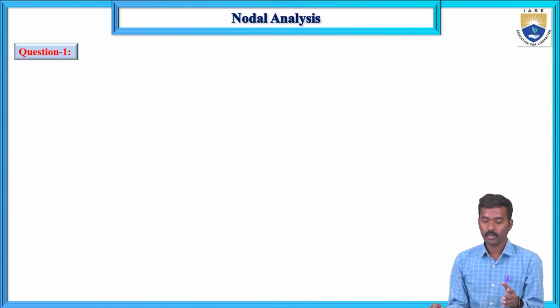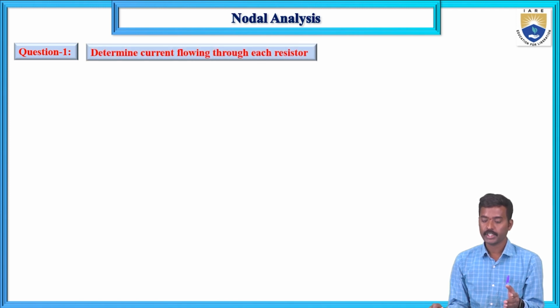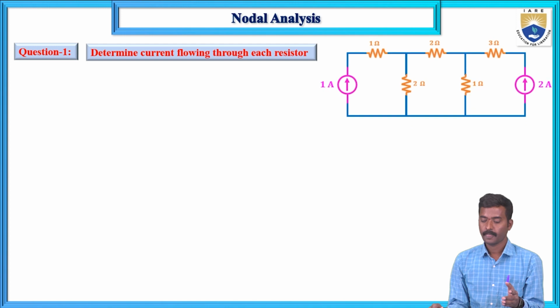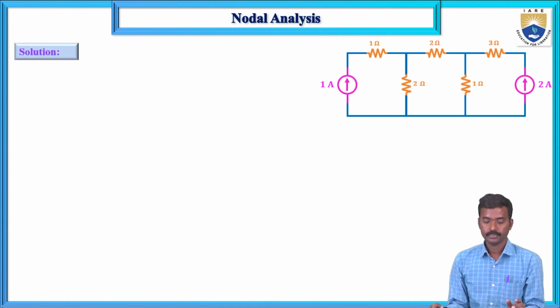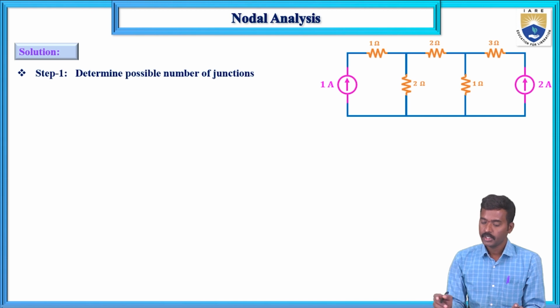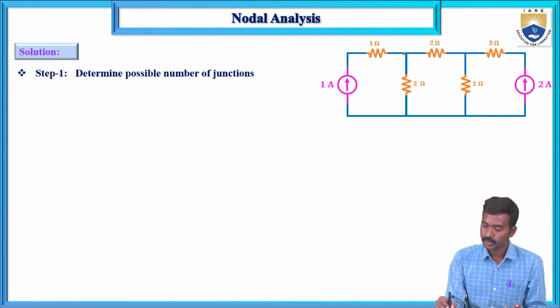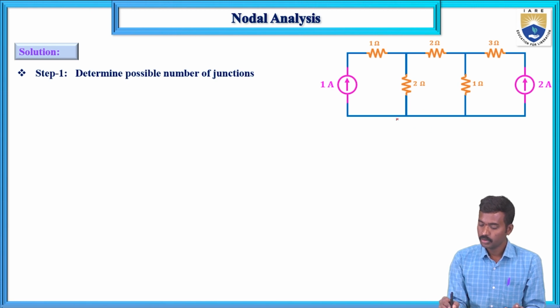Let us take one problem. Determine the current flowing through each resistor in this network. Step 1. Determine possible number of junctions. Here 3 elements are connected to a point. Here 3 elements connect at this point, and this total 1, 2, 3. Consider this one. Junction 1, junction 2, junction 3.